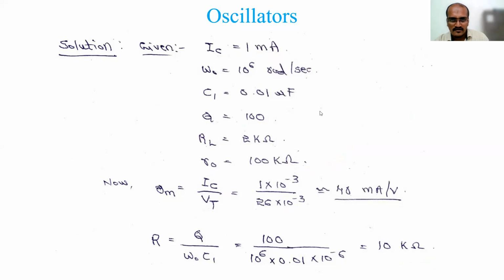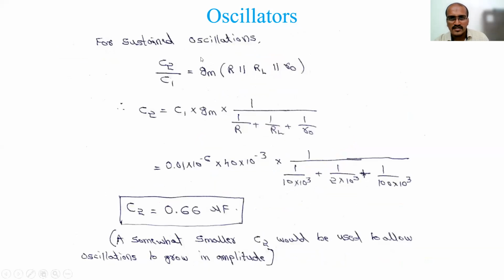So what is the formula for sustained oscillations? In our discussion we have given C2 by C1 equal to GM into R. In our analysis we wrote only GM into R, but now in the problem they have given RL and R0 also, which is present in the transistor model. Because of that we need to consider that also. That's why the R part now is R parallel to RL parallel to R0. All the three you have to consider.